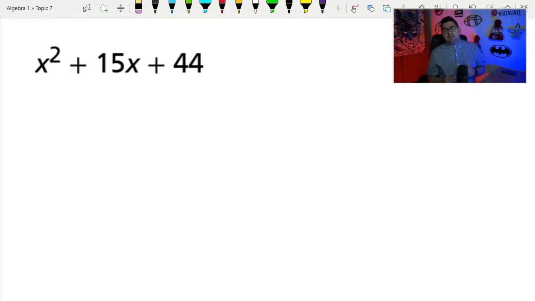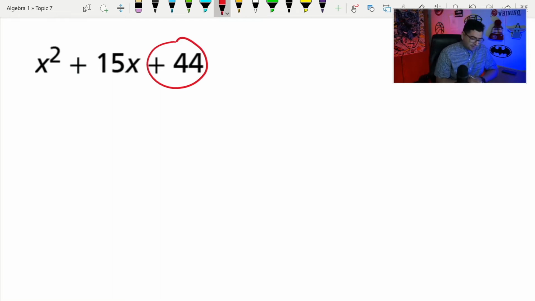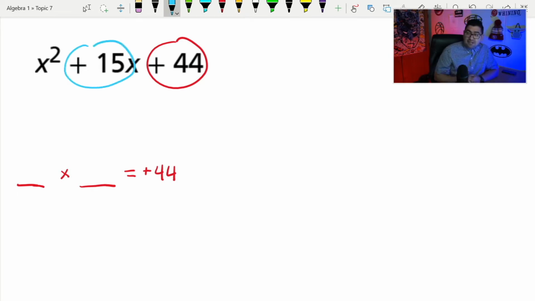Now the key to being able to factor these is it's sort of like a puzzle. We're trying to find two numbers that can multiply and give me this number. So what number multiplied by another number can get me a positive 44? But at the same time, those same two numbers need to be able to add up together to positive 15. So two numbers whose product is 44 and whose sum is 15.